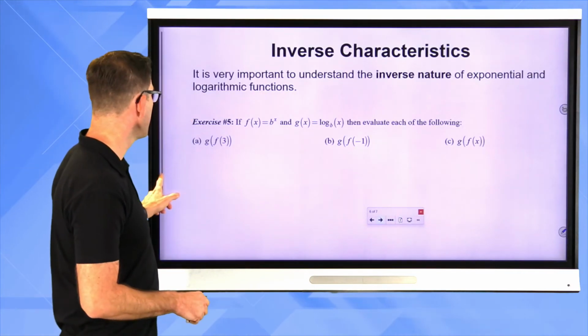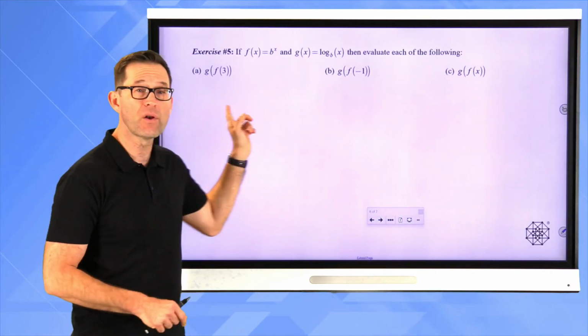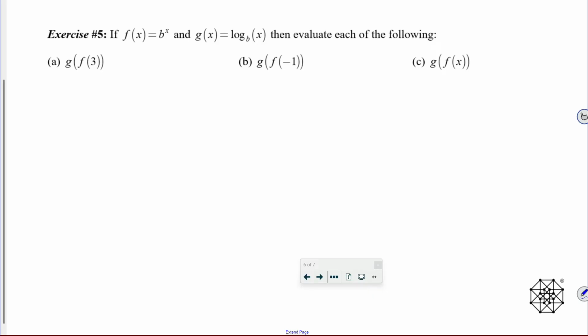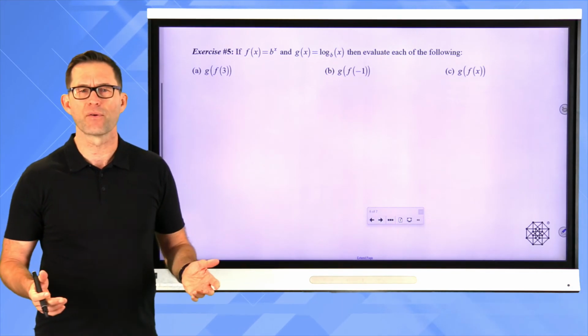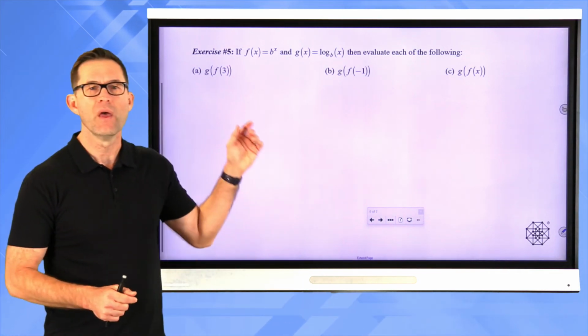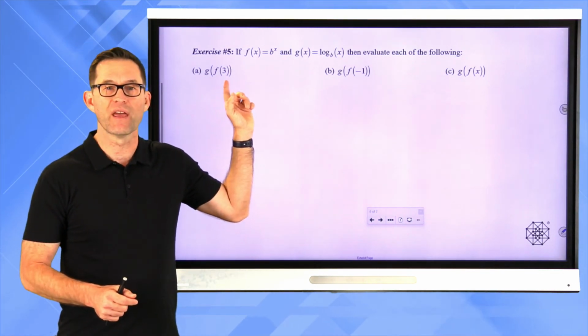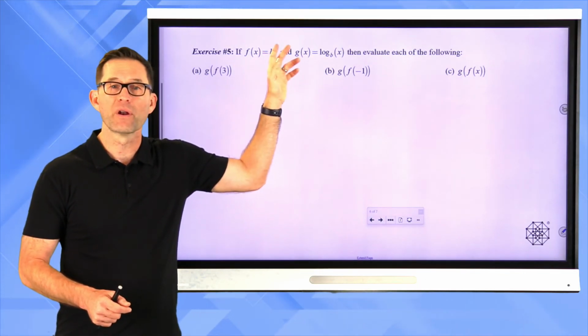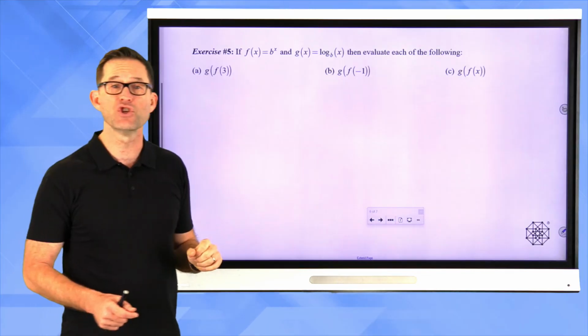Let's take a look at that in exercise number 5 with a little composition of functions. Exercise number 5. If f of x equals b to the x and g of x equals log base b of x, then evaluate each of the following. Letter A, g of f of 3. Well, let's do this one together. Let's remember how composition works, right? G of f of 3 means that we're going to take 3 and substitute it into f. We're going to get an output. Then we're going to take that output and substitute it into g.